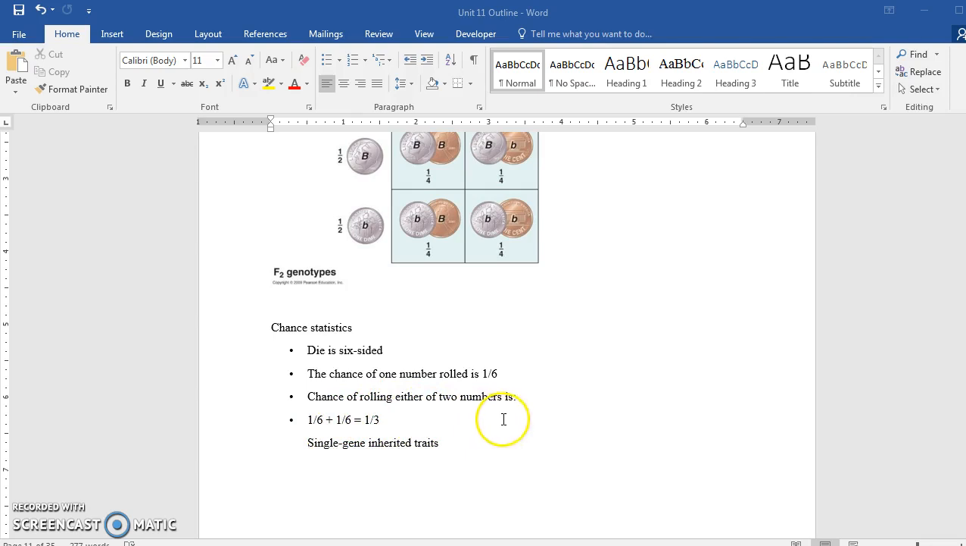The reason you could say that is here it's one number or the other number. If you're doing 2 rolls and you're asking what are the chances that you get one number and then another number specifically next time, it'd be 1/6 times 1/6, which would be 1/36.